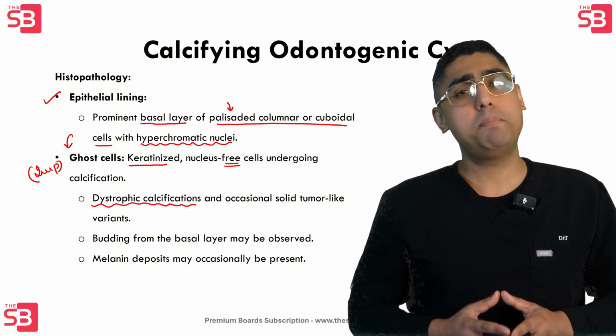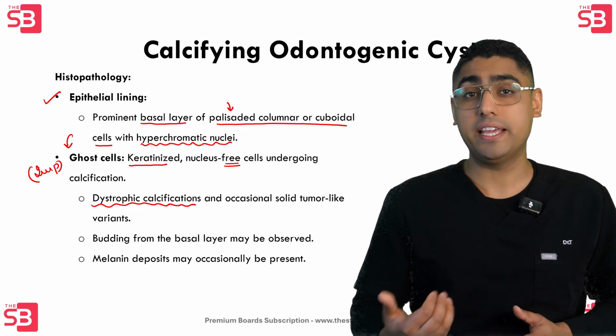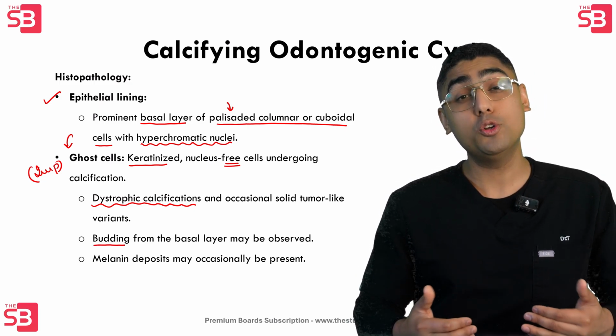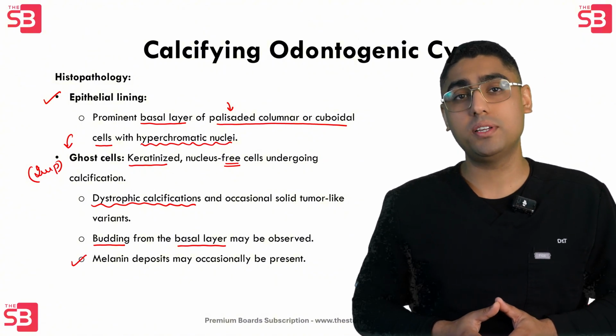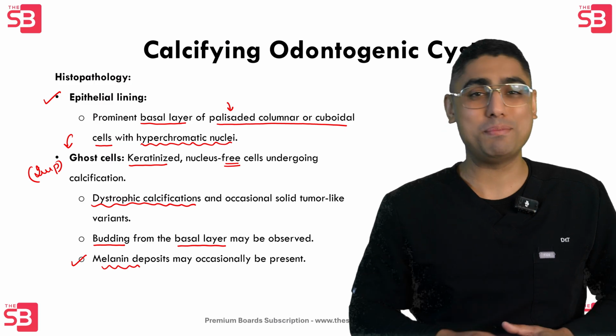Now occasionally the basal layer of the cyst shows budding, which tells us its ability to grow. And in some rare cases, even melanin deposits can be found. So this cyst has variable appearances.